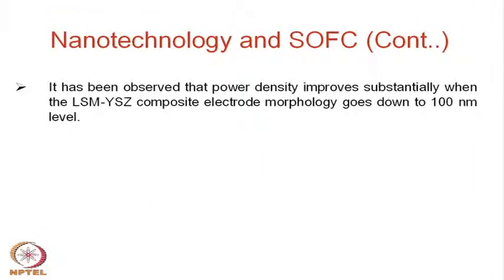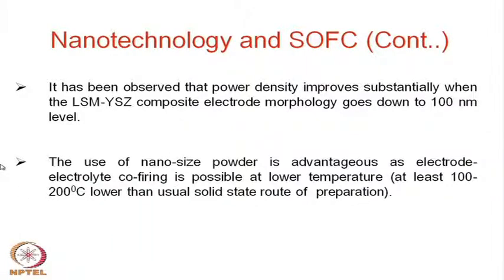Yeah. Another 2 points, it has been observed that power density improves substantially when the LSM and YSZ composite electrode morphology goes down to about 100 nanometer level. Okay. So, by reducing the morphology to 100 nanometer level, the power density can also be improved. And finally, the use of nano size powders is advantageous as electrode electrolyte co-firing is possible at lower temperature, at least 100 to 200 degrees lower than the usual solid state route of preparation.